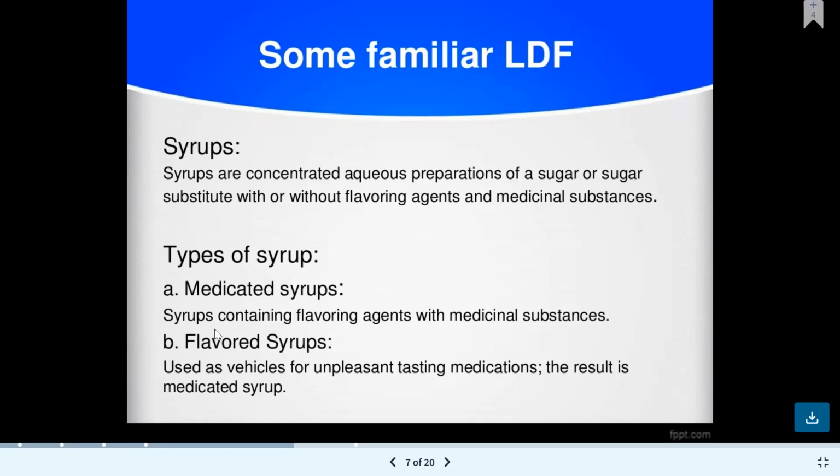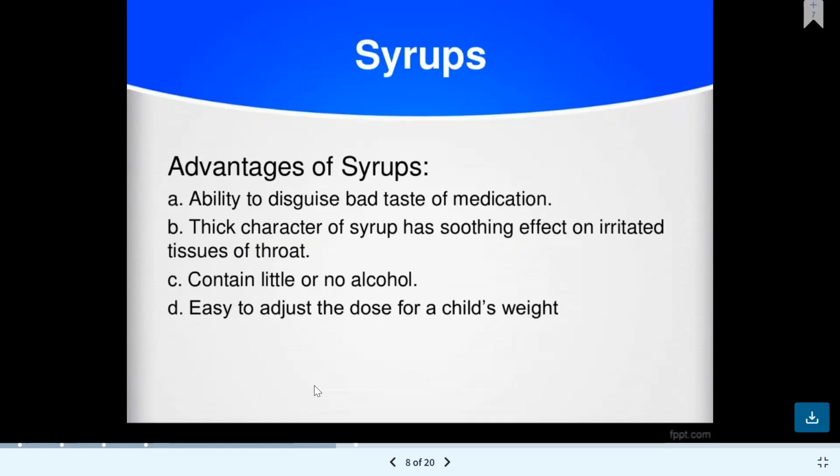Types of syrup: medicated syrup and flavored syrup. Medicated syrup contains flavoring agents with medicinal substances, so both the flavoring agent as well as the medicinal substance are present in the medicated syrup. The second one is flavored syrup, used as a vehicle for unpleasant tasting medications. For masking the unpleasant taste of medications, flavor is added. The result is called the medicated syrup.